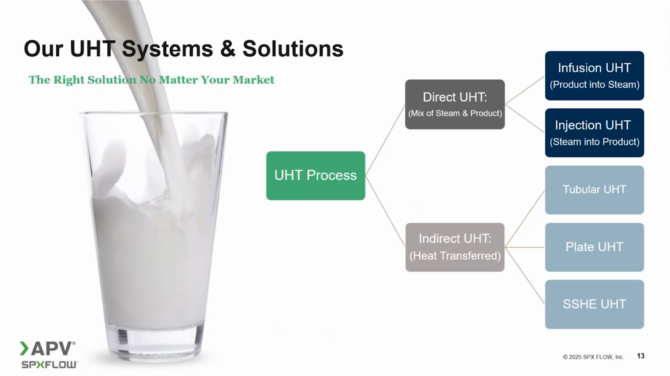In the indirect UHT system, there is no mix between the steam and the product, and the heat is transferred from one fluid to another across a thermally conducting barrier, that is the metal wall in a plate heat exchanger, in a tubular heat exchanger, or in a scrape surface heat exchanger.